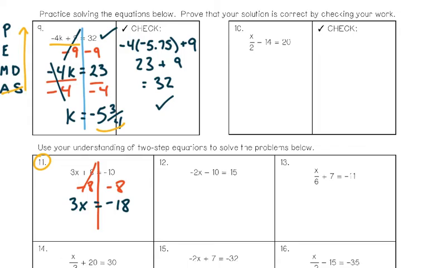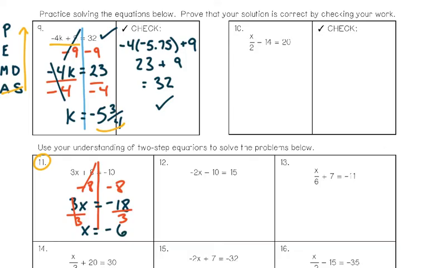What operation is it when you have that number next to that variable? It's being multiplied, so you're going to get rid of it with division. So you're going to do it to both sides. 3 divided by 3 is 1, so you're left with 1x equals a negative divided by a positive. That means that my answer will be negative, and 18 divided by 3 is 6. So negative 6 is what x equals.